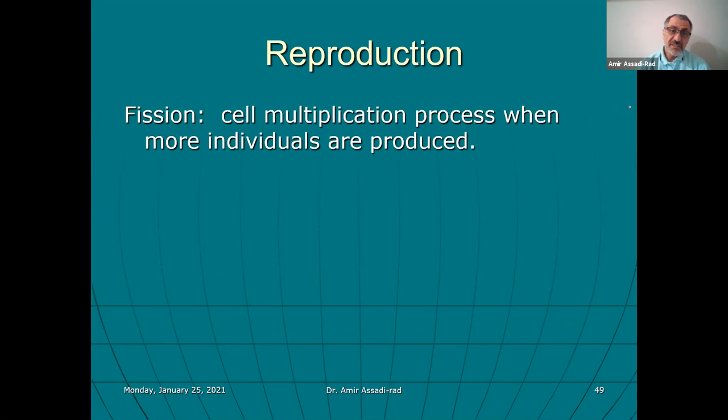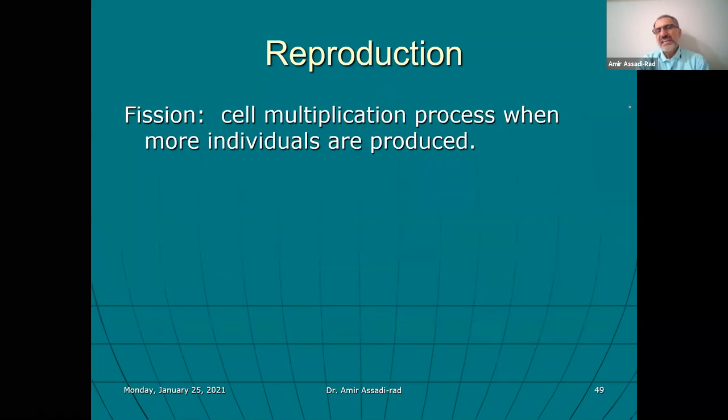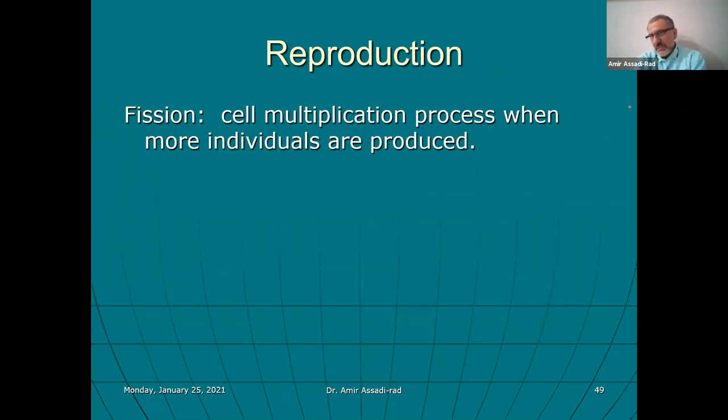Fission, okay, we did not discuss that in Bio 1, so let's talk about it. Cell multiplication, well, I did talk about fission in Bio 1, that is for bacteria. But the term fission, not fusion, fission, is also applied to Protista when a cell multiplication process occurs, when more individuals are produced. It's pretty much mitosis. Fission is equivalent almost to mitosis.